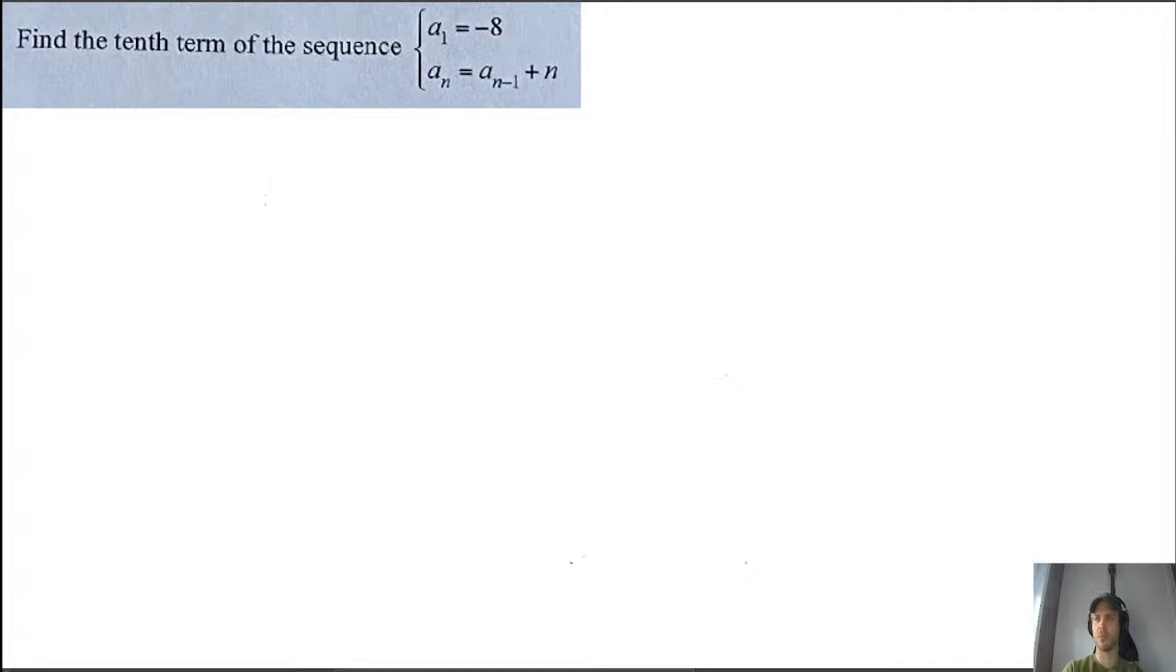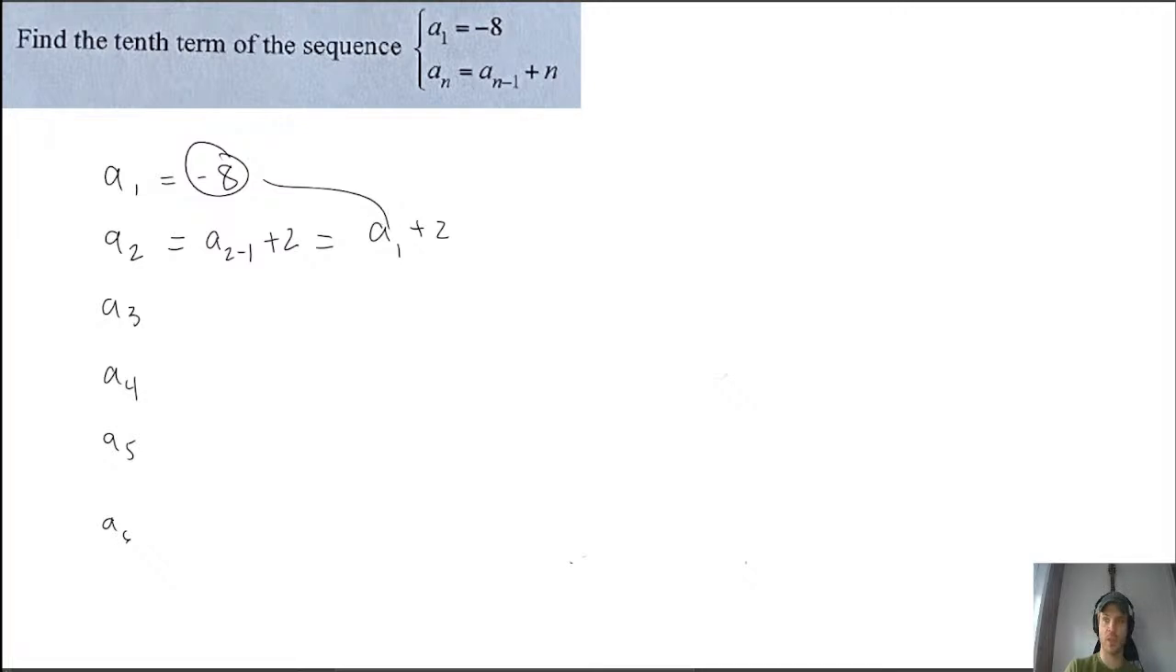Okay, 10th term of the sequence. So this one is recursive. You'll see that whatever term n is determined by the n minus 1th term. So there's no fun way to do this. We just have to start off with A1, and find A2, A3, A4, A5, A6. So this is given. And then this is a sub 2 minus 1 plus 2, which is a sub 1 plus 2, and that subs into here. The idea, and you'll notice the pattern very quickly, is that we add 2 to each term.